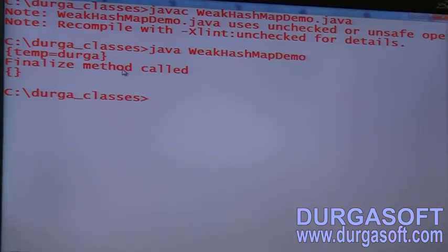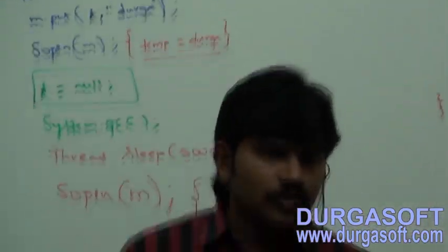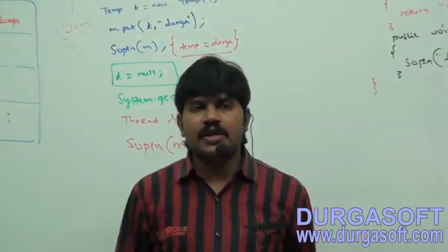Is it clear for all of you, right? No explanation is required. So this is what WeakHashMap is: normal HashMap versus WeakHashMap. I hope the terminology is clear at this point.